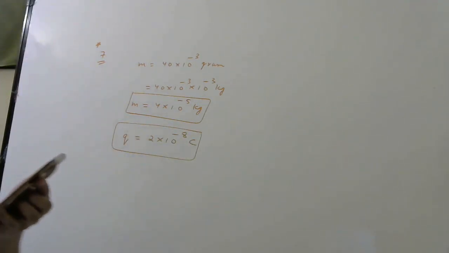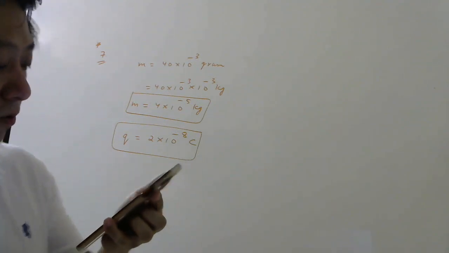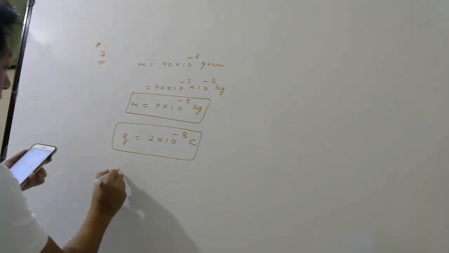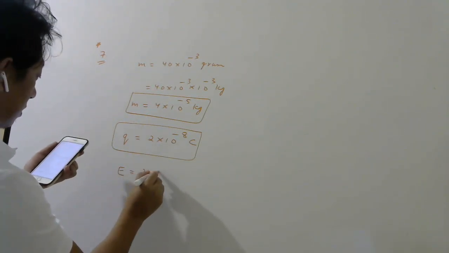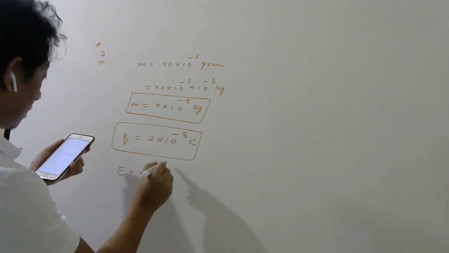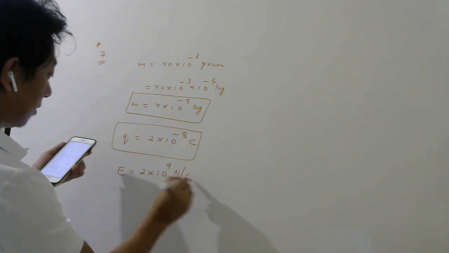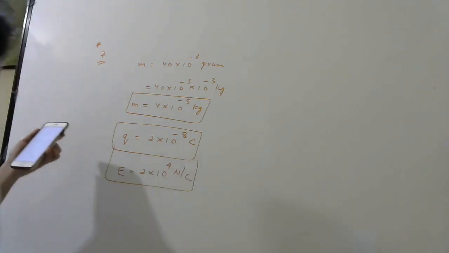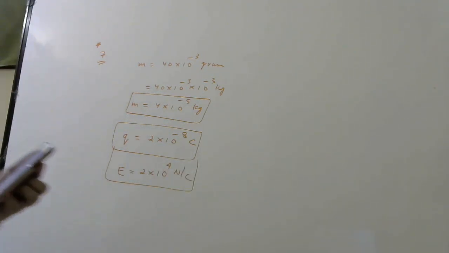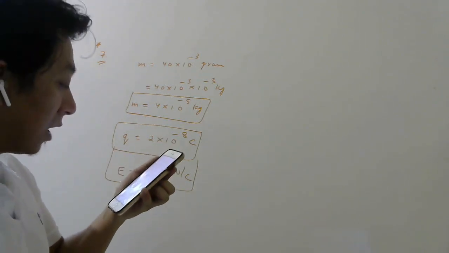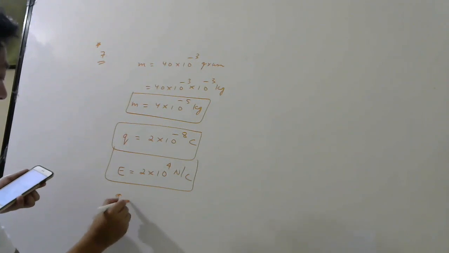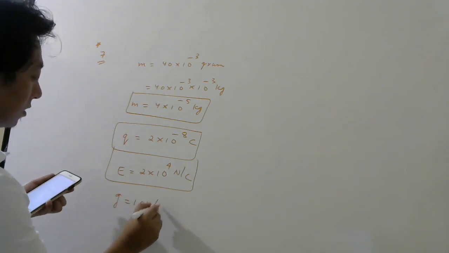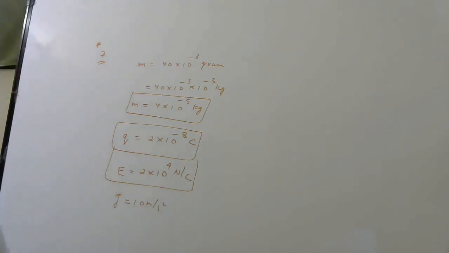It is at rest in a horizontal uniform electric field of 2 into 10 to the power 4 Newton per coulomb. Find the tension in the thread and the angle the thread makes with the vertical. They are asking you to take g as 10. That means gravity is present in the problem.